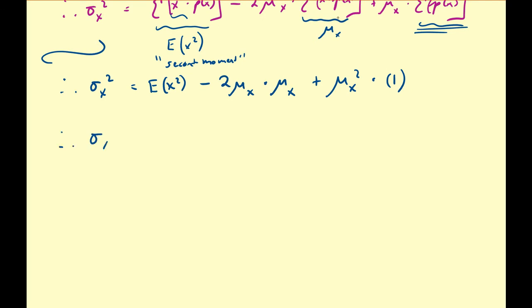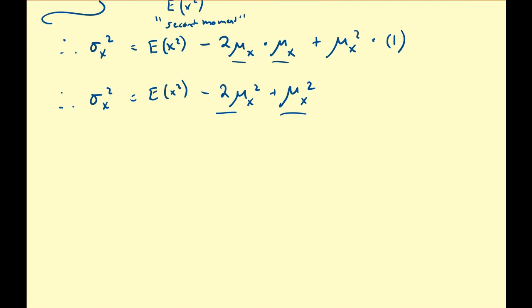So therefore, sigma x squared is equal to the second moment of x minus, well, mu x times mu x is just mu x squared. And then we have plus mu x squared. And then these are common terms, so we can combine them. So then we have sigma x squared is equal to the second moment of x minus the mean of x squared.